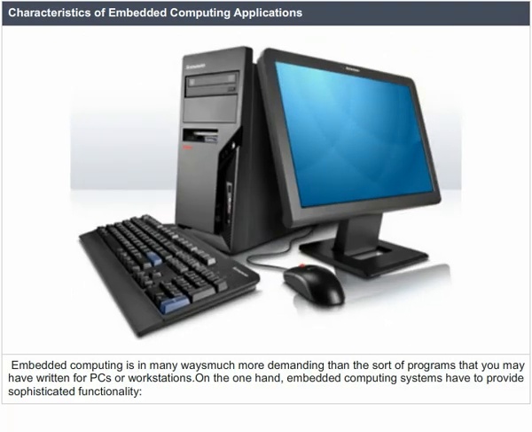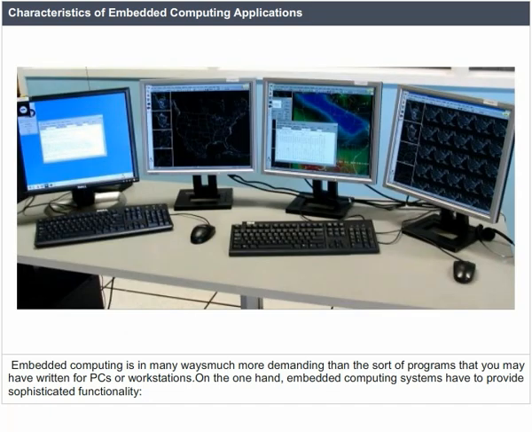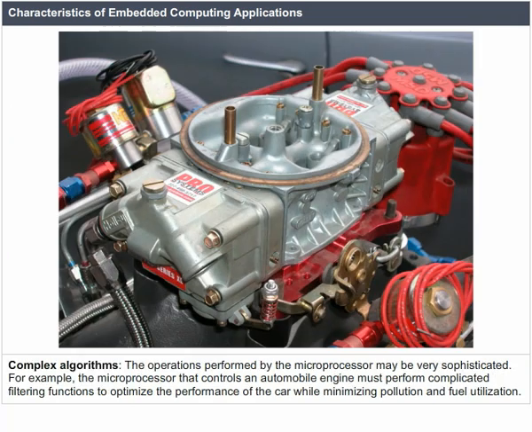Characteristics of embedded computing applications. Embedded computing is in many ways much more demanding than the sort of programs that you may have written for PCs or workstations. On the one hand, embedded computing systems have to provide sophisticated functionality, complex algorithms. The operations performed by the microprocessor may be very sophisticated. For example, the microprocessor that controls an automobile engine must perform complicated filtering functions to optimize the performance of the car while minimizing pollution and fuel utilization.